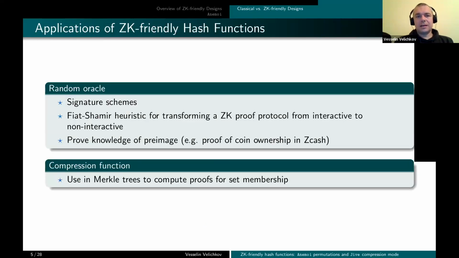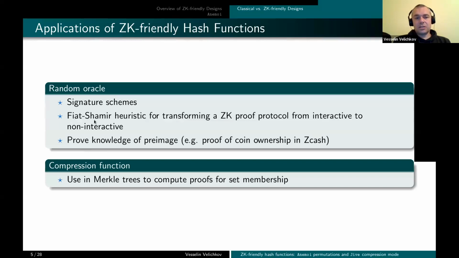So where are ZK-friendly hash functions used? Broadly speaking, we have two applications of them in zero-knowledge protocols. One is as a random oracle. So, for example, in signature schemes, where you need to sign a piece of data, like a transaction or a message, instead of signing the whole data, you first hash it, and then you sign the hash in order to make the signature more efficient. So that's one place where you would be using a hash function.